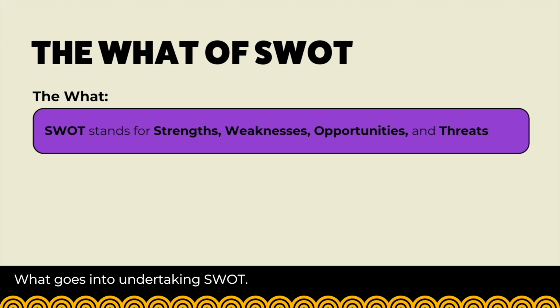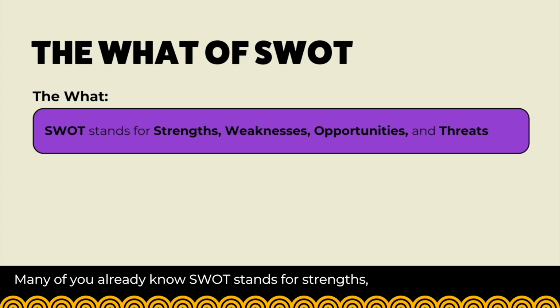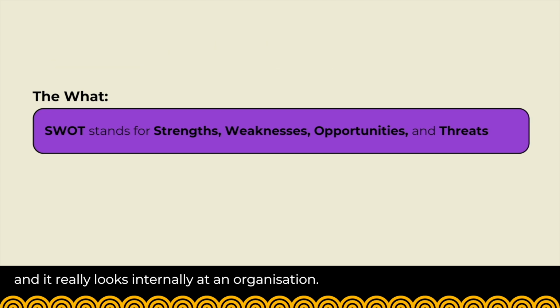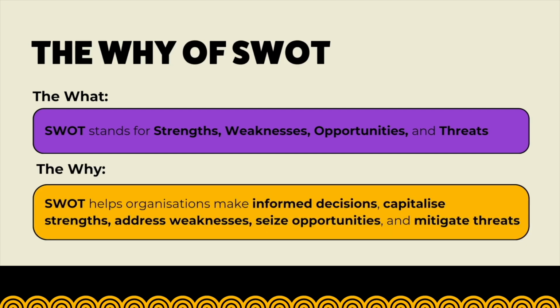What goes into undertaking SWOT? It's about strengths, weaknesses, opportunities, and threats. Many of you already know SWOT stands for strengths, weaknesses, opportunities, and threats, and it really looks internally at an organization. And why is it used? It's used to make informed decisions. It's used to capitalize on strengths, to address weaknesses, to seize and leverage opportunities, but also to mitigate threats.